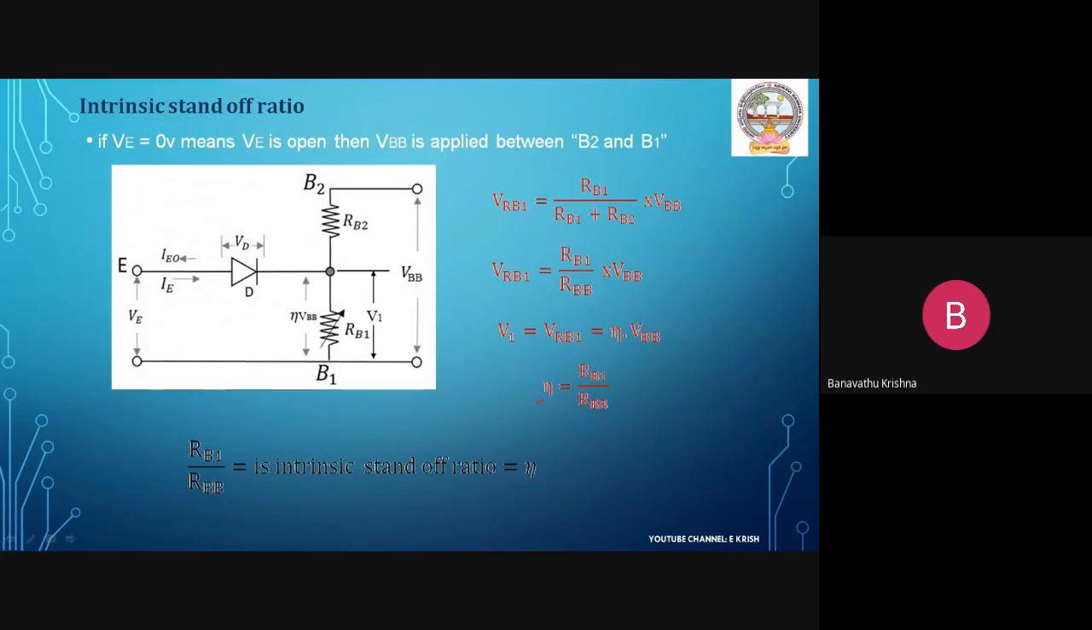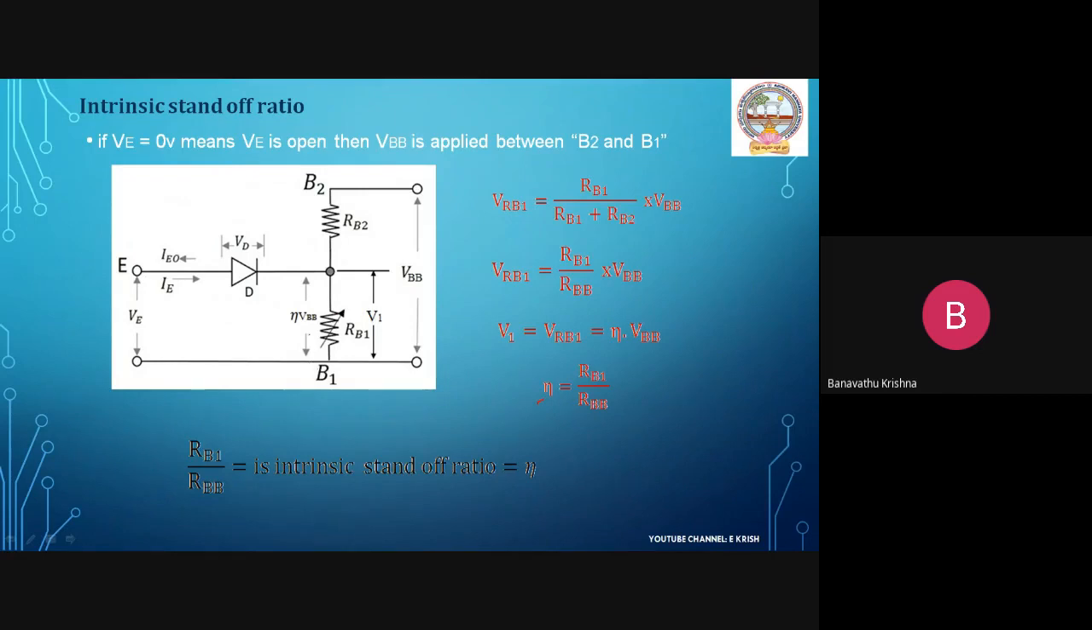Intrinsic standoff ratio. If this is the circuit diagram of the UJT, this is the voltage between the emitter terminal and base 1, and this is another voltage, VBB, between base 2 and base 1. This voltage drops across RB2 and RB1, and this resistance is variable, depending upon the applied voltage between emitter and base 1.